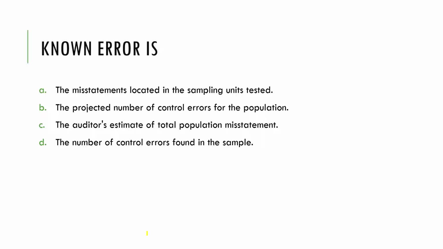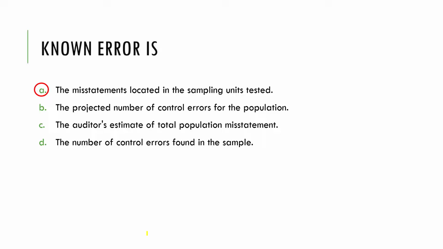So which one is more representative or appropriate of a known error? The answer is alpha. When we talk about known error, while error is a generic term to include both misstatements and deviations, in the case of referring to it as the known error, then it is more reflective of the misstatements found in the actual sampling units tested.